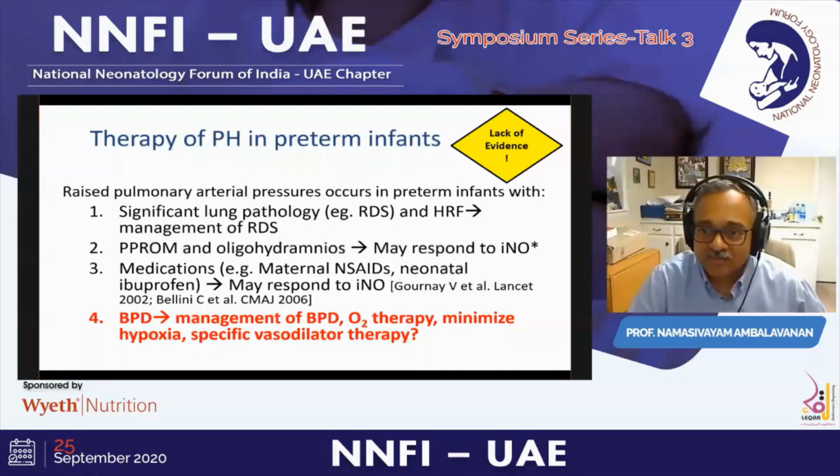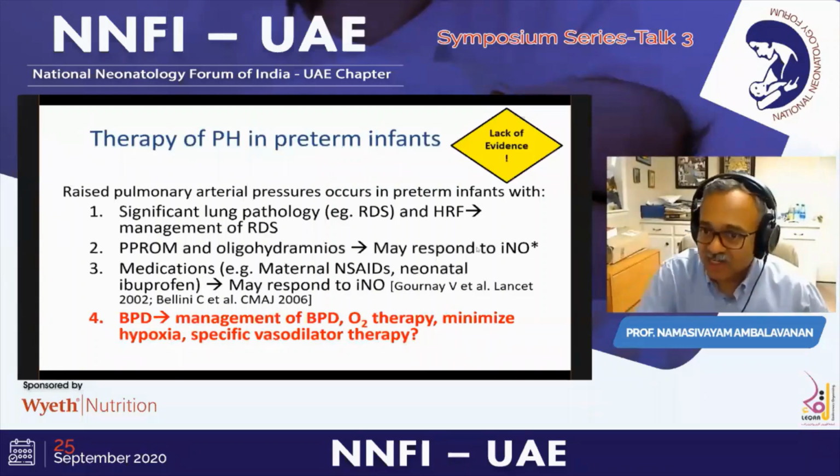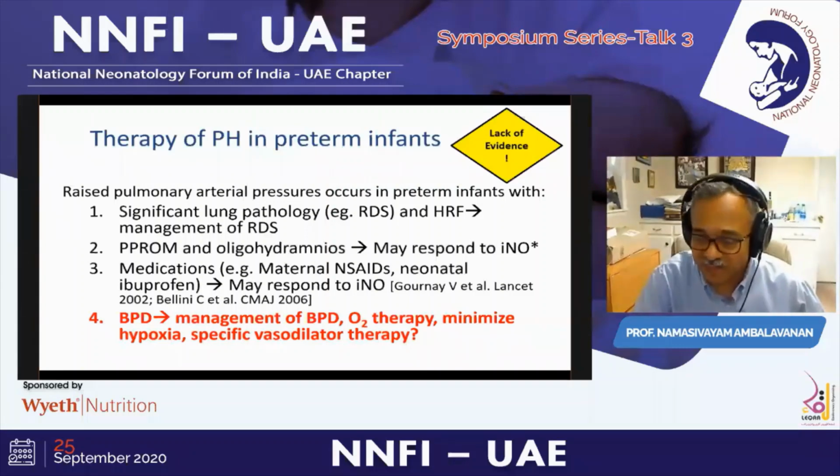So, therapy of pulmonary hypertension in preterm infants. The important caveat here, as I've shown with this yellow diamond, is that there's a lack of evidence for most of these things. So we really need more hard data on management. What we are going to be talking about today is management of pulmonary hypertension and BPD. As I just mentioned, it's management of BPD, oxygen therapy, minimizing hypoxia, and specific vasodilator therapy if needed.